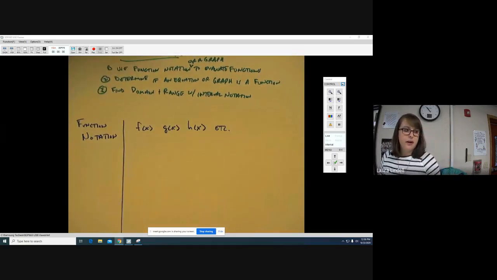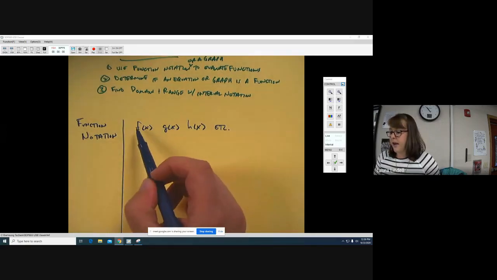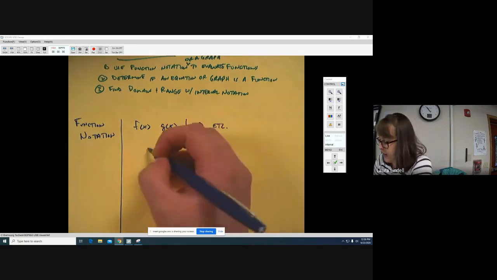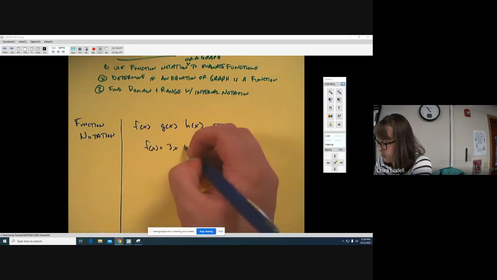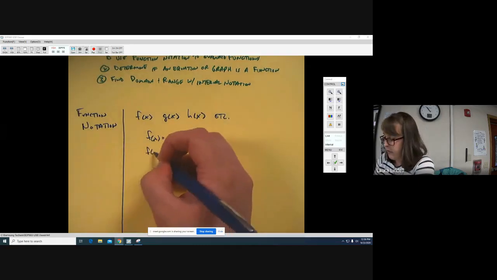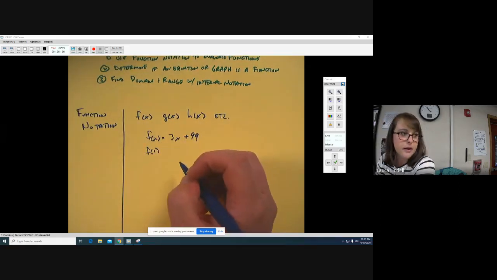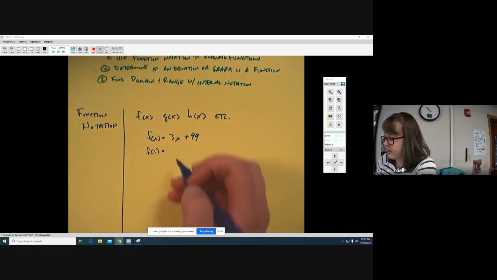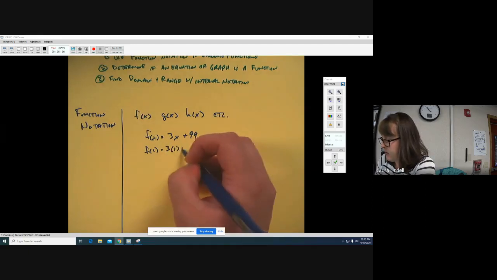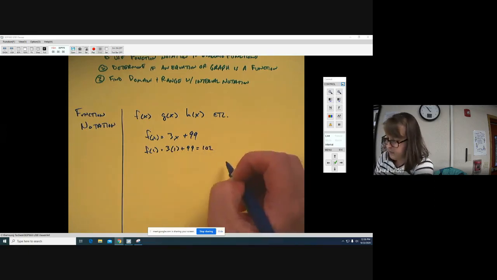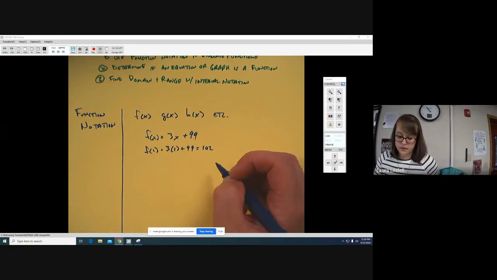So if we are going to evaluate a function using function notation, this thing is sort of like saying f is a function of x, g is a function of x, h is a function of x. So if I have something like f of x equals 3x plus 99, I want to be able to use that to figure out what is f of 1 or f of 2 or f of a million. So wherever we have the x value, we replace the x in the function, which gives us 102. So things like that are what we want to be able to do.